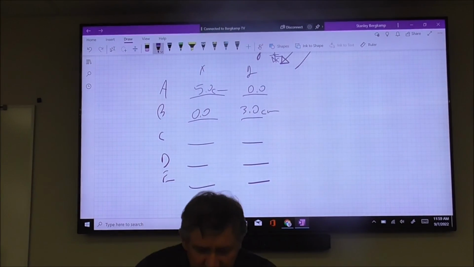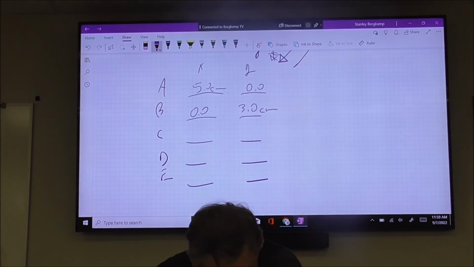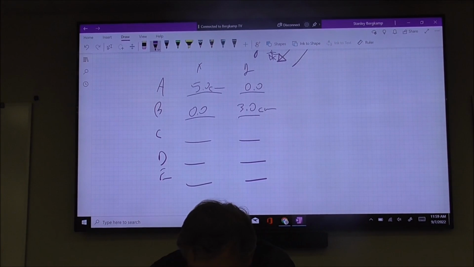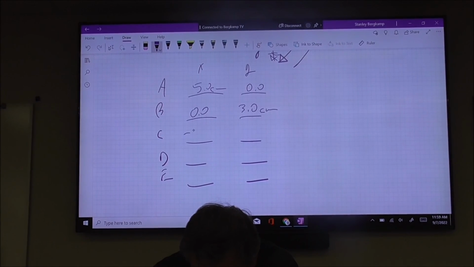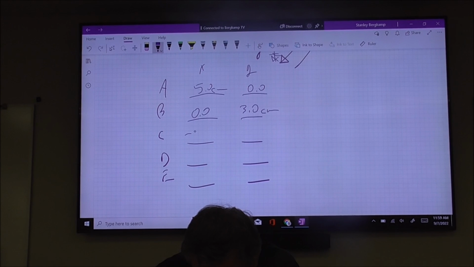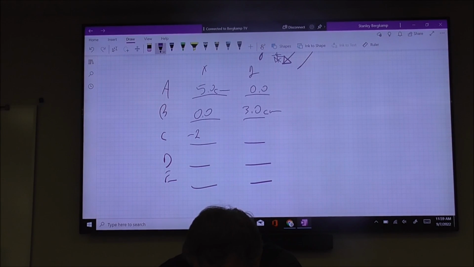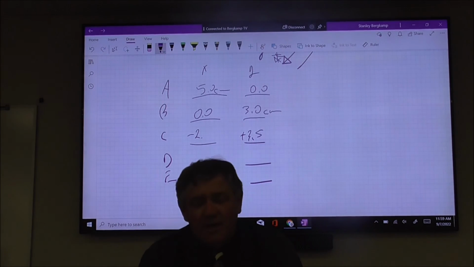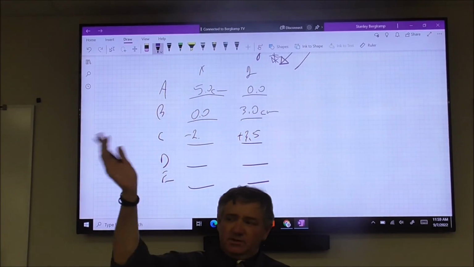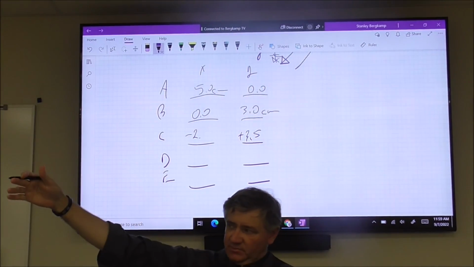So, what did somebody get for your x component on C? Negative 2. Negative 2, exactly? Yes. So something around negative 2. What do you have for your y component? 3.5. Positive or negative? Positive. Positive 3.5.